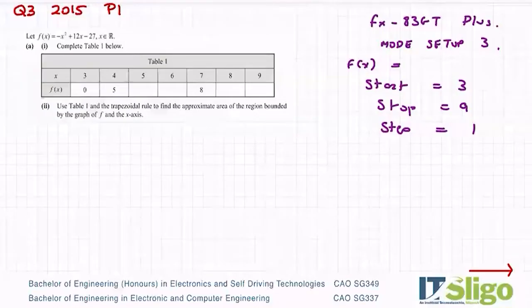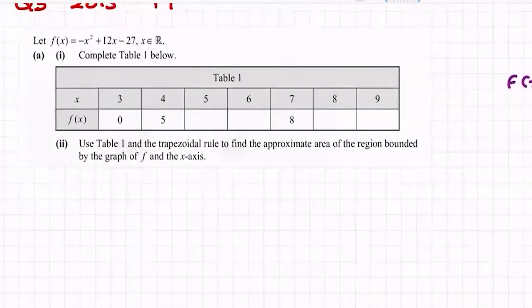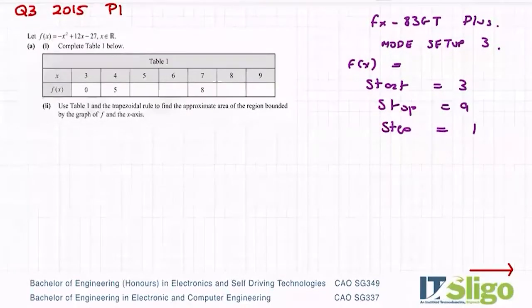Right, let's have a look at this integration question from the 2015 paper, question 3. Let f of x equal minus x squared plus 12x minus 27. Complete table 1 below. Okay, so it's a little function.